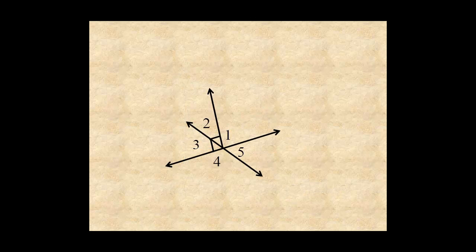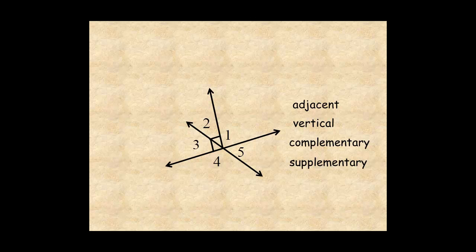Here's an example of a diagram you should be able to analyze, naming adjacent angles, vertical angles, complementary angles, and supplementary angles. Then, given the measure of one of the angles, you should be able to find the measure of all the others. In order to do this, it might be helpful to temporarily delete this other line.